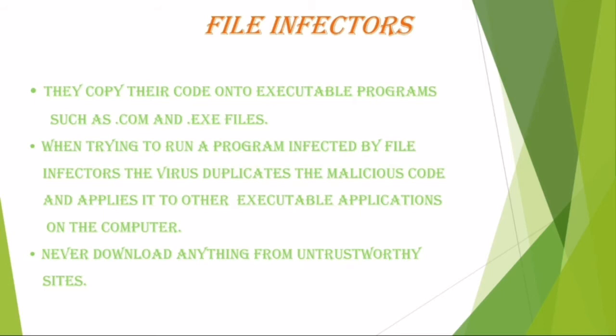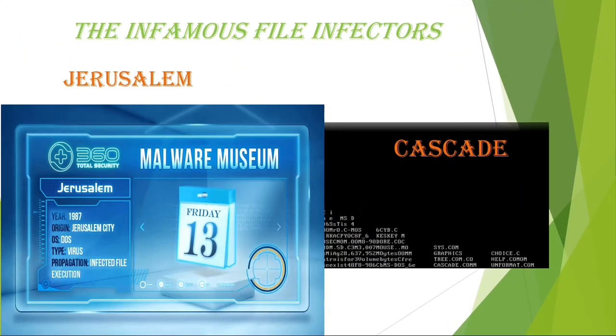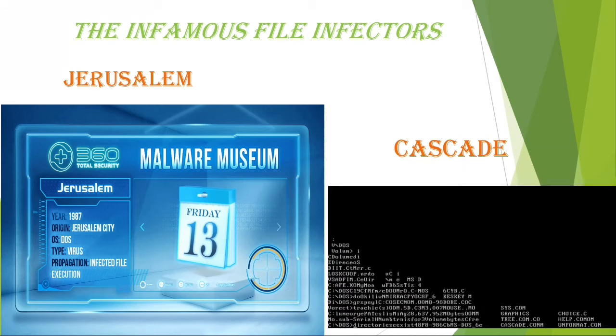So now let's look at the most popular types of file infector. The first one is the Jerusalem file infector. Now you might have heard the name Jerusalem. Actually, Jerusalem is the capital of Israel, but that is not what we are going to discuss in this video. We are going to discuss what this file infector actually does. I am going to tell you the story of this virus.